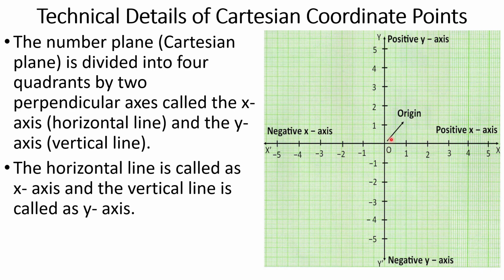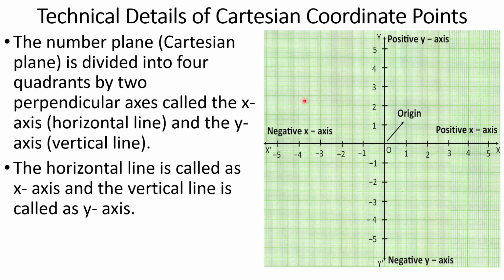If I talk about the right hand side of my origin, these are positive values, whereas the left hand side of my origin gives the negative values of the x-axis. The points above O on the vertical line are positive y-axis values, whereas below O are negative values. Left is negative for the x-axis, below is negative for the y-axis.